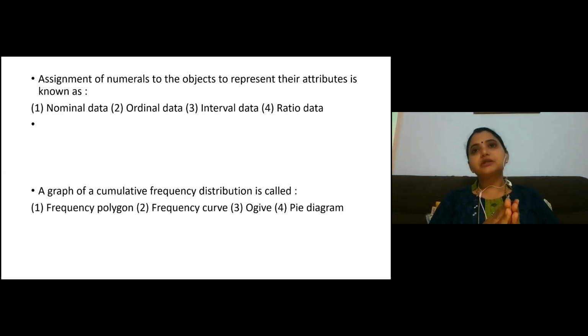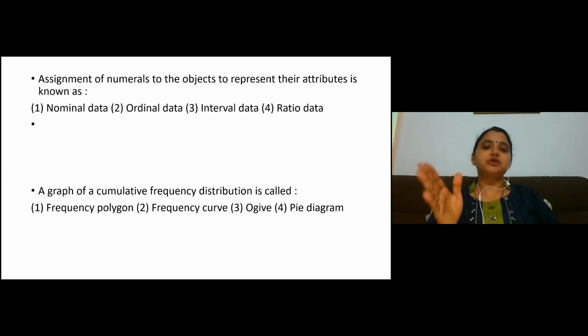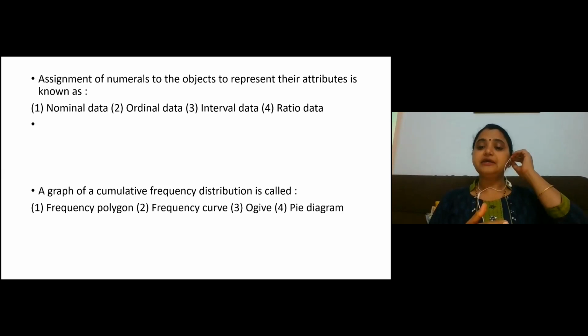Moreover, you cannot do any mathematical operation on that kind of data. You cannot add them, you cannot divide them. It makes it meaningless. So that is the reason why such data is also called ordinal data. But for the sake of convenience, we consider them as interval data and work.